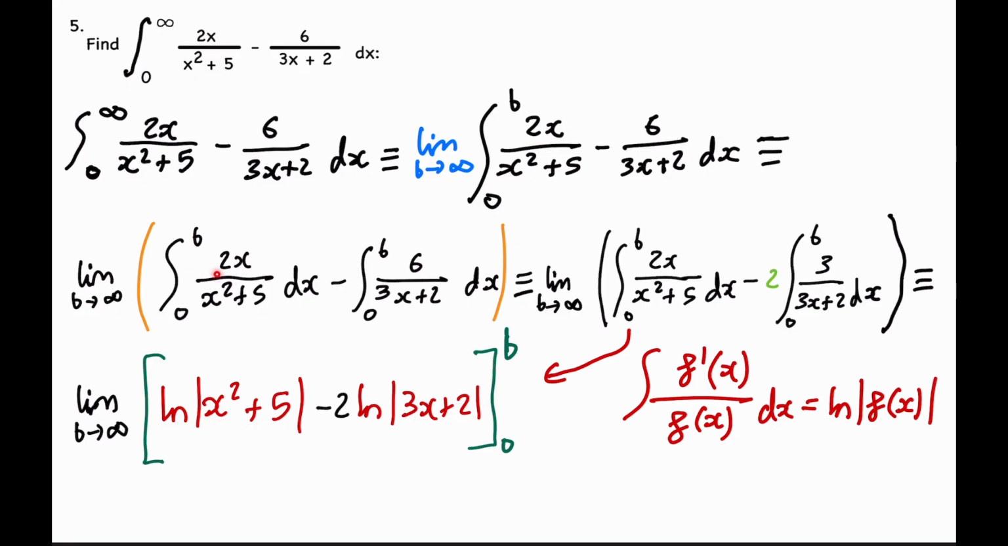Here we can split it up into two integrals because you have the minus in between. So you can do the limit as b goes to infinity, between b and 0, and then you substitute each fraction separately. So you integrate it separately. And because in this one you have 6, you can take out the 2, because you want to leave it in this format.